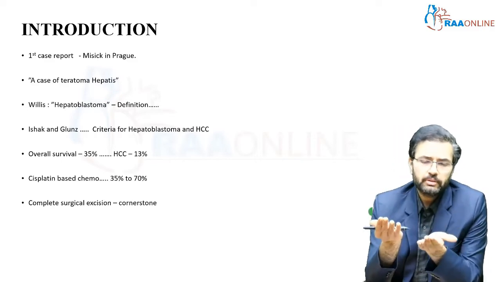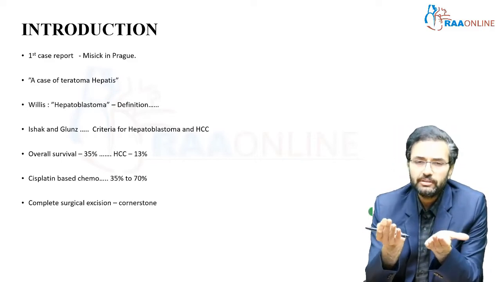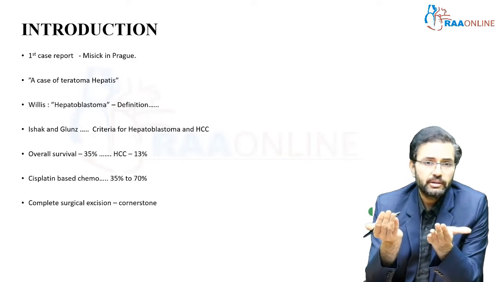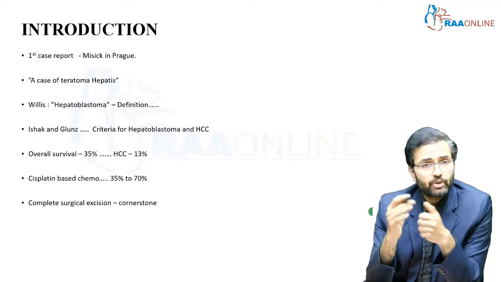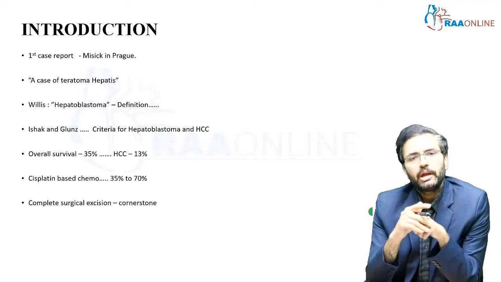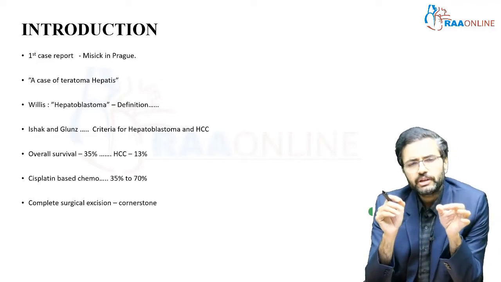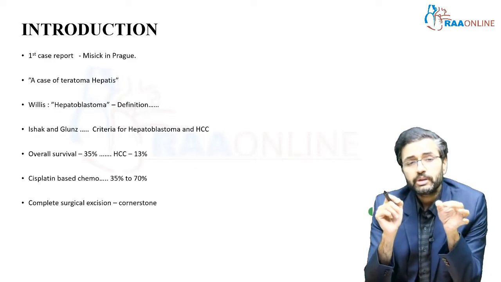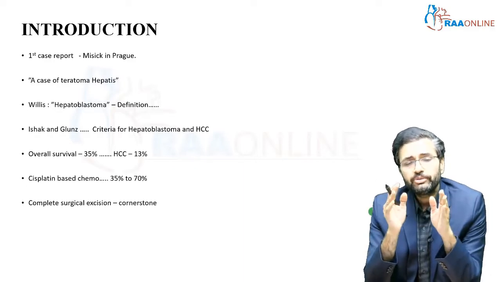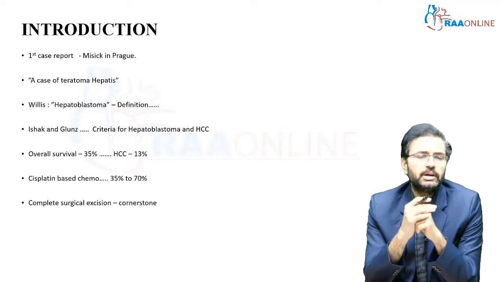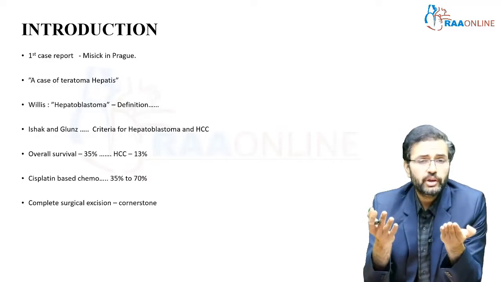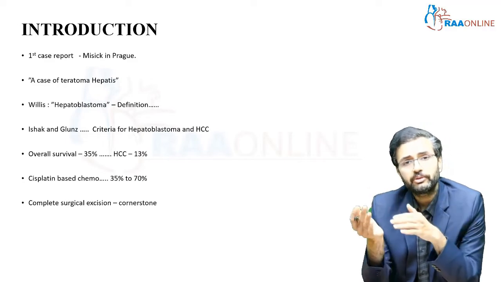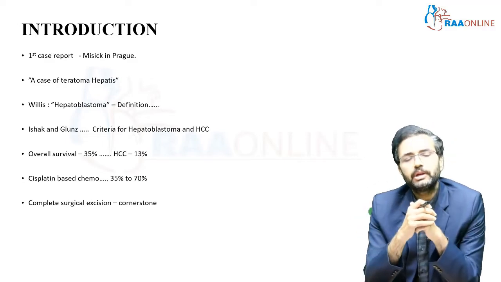On opening the mass, he found that it contained hair follicles and bony elements inside it. Hence, he named it teratoma hepatis, or hepatic teratoma, or liver teratoma. Now, the first proper definition of the terminology hepatoblastoma was introduced by Willis, who said that this particular tumor is an embryonal tumor which is characterized by excessive proliferation of precursor cells of the hepatocytes called hepatoblasts.